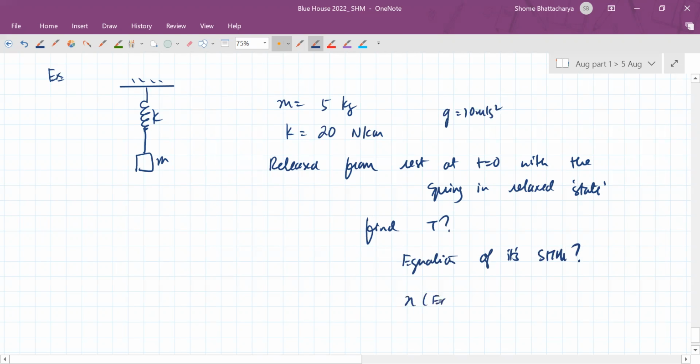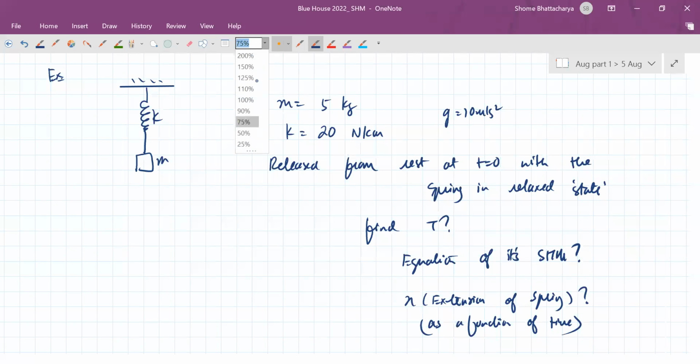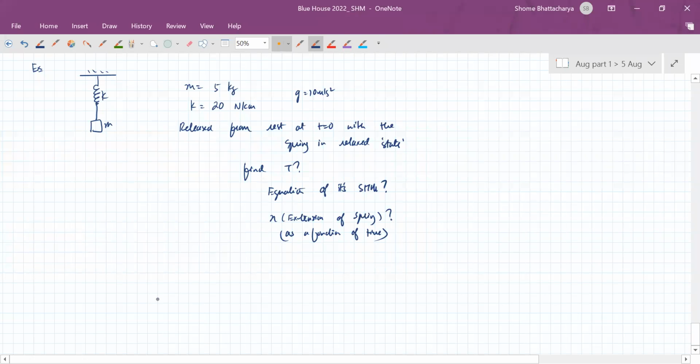x, that is the extension of the spring, as a function of time. Okay, so let's look at this example.